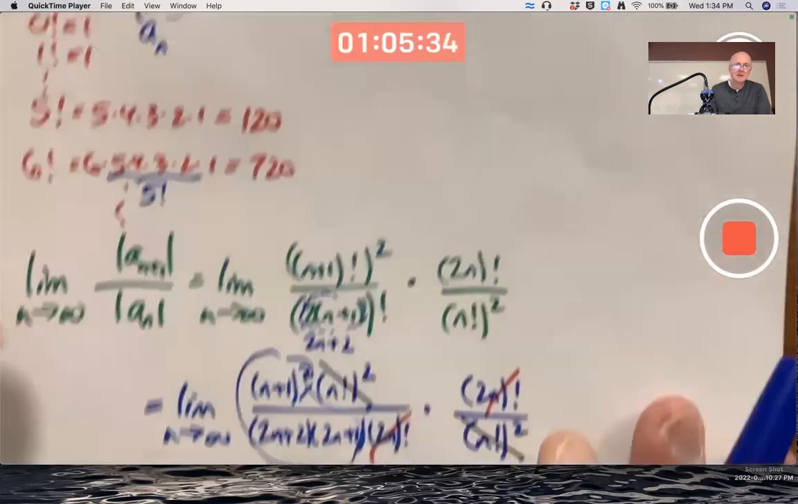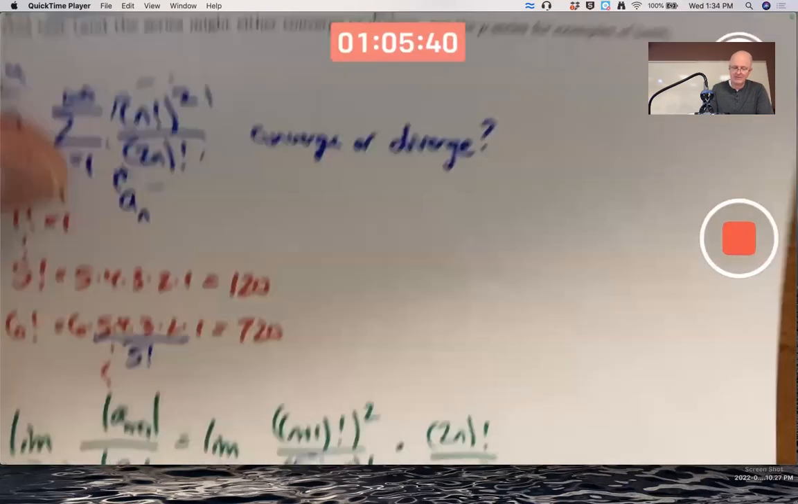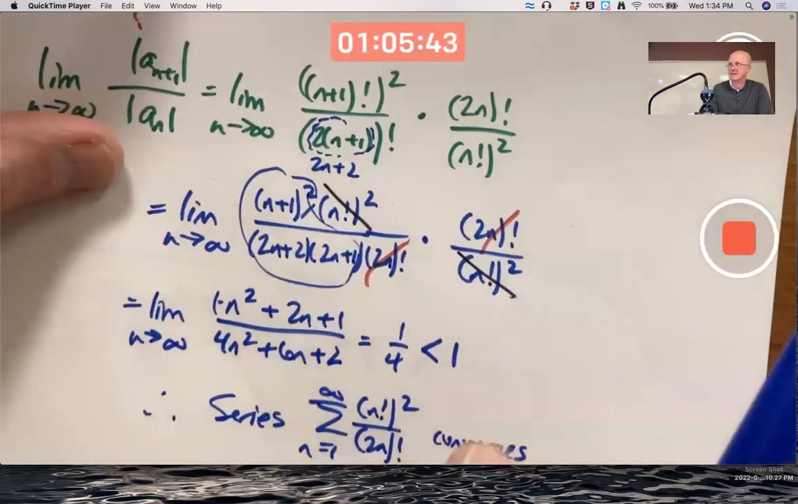And that would in fact happen if I took the reciprocal of these things right away and considered that series. Then this limit would have been 4 instead of 1/4, which is bigger than 1, and the series would have diverged.